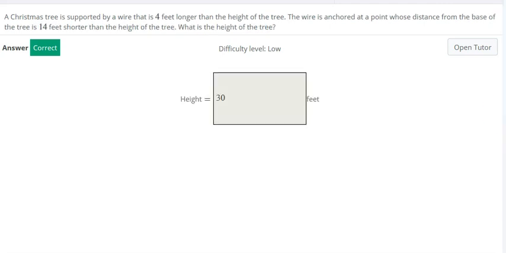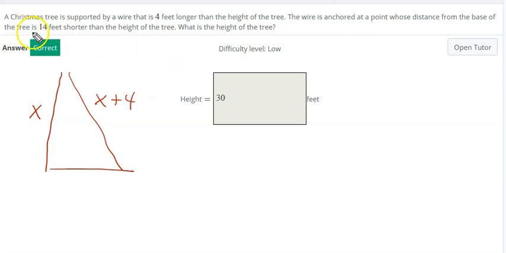Now, here's our Christmas tree. And it forms a right triangle. And we did one like this in our lesson here. Now, what we don't know is the height of the tree, so we'll call that x. Now, the guideline from the top of the tree to the post out here is 4 feet longer than the height. And the tree to the point of staking is 14 feet less than this. So this is going to be x minus 14.